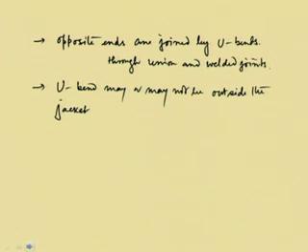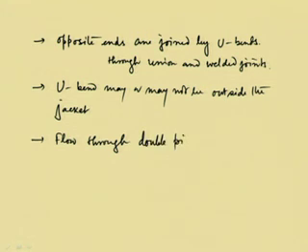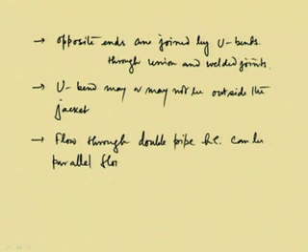Then as I told you, the flow through a double pipe heat exchanger can be parallel flow or anti-parallel flow. Also they are called co-current or counter current flow.